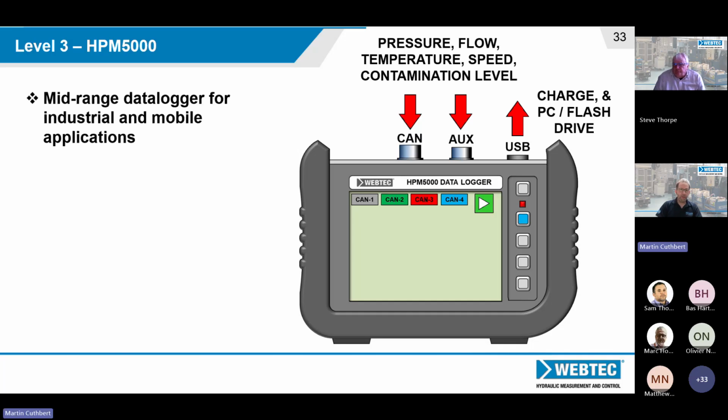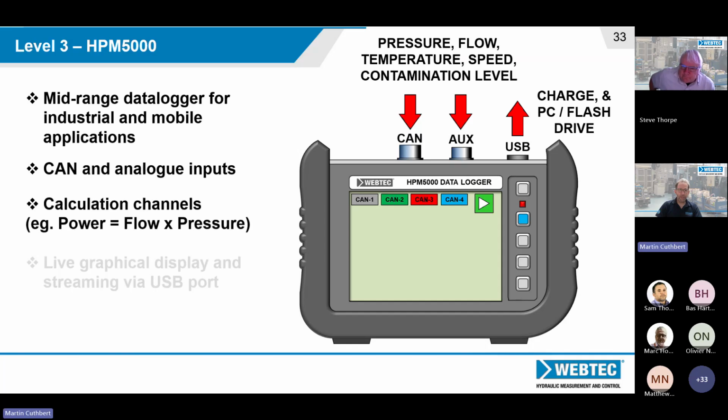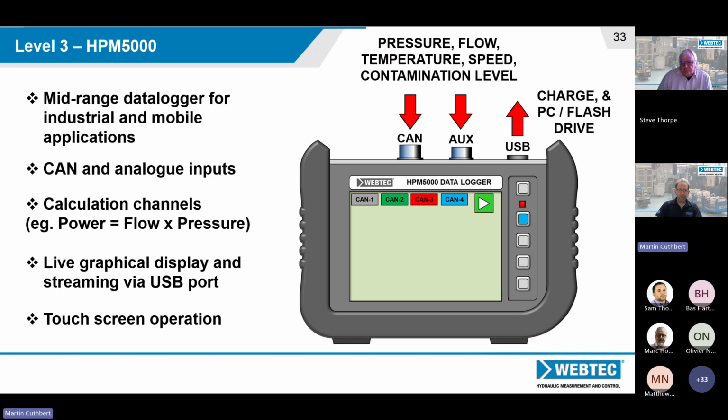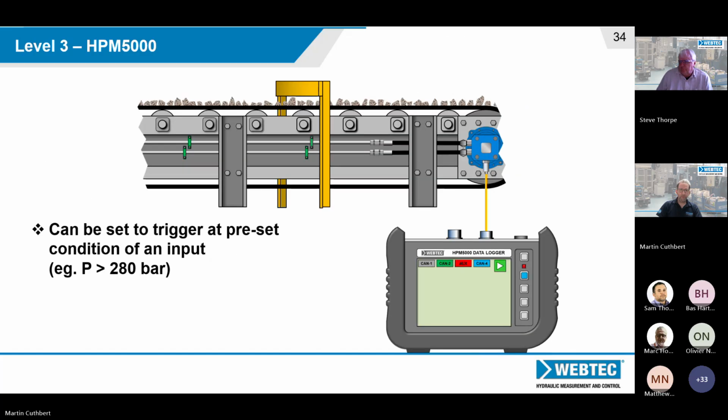This is the mid-range data logger. It's got a bigger screen. It can also do calculation channels. You've got graphical display and streaming, and also touch screen operation. There you can see that example of the values being shown on the screen. One of the features on the HPM 5000, remember, as you go up in size in the devices, you get a few more features and different types of data logging.